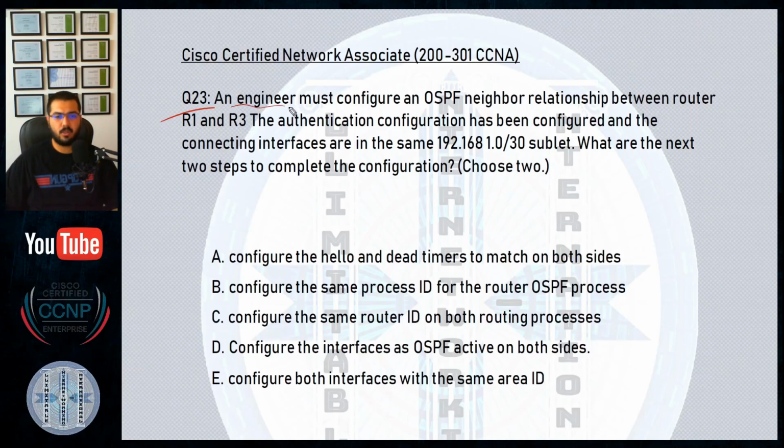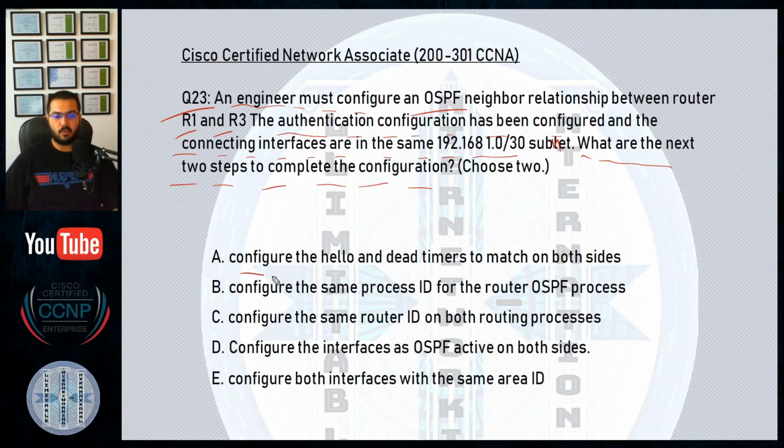23 says an engineer must configure an OSPF neighbor relationship between R1 and R3. The authentication config has been configured and the connecting interfaces are on the same subnet. What are the next 2 steps to complete the config? What would you need if there was authentication and IP addresses on an interface to make OSPF? Actually, I would like to request the OSPF config, not authentication and IP addresses. We would need an OSPF configuration like a process ID, an area, timers and such.